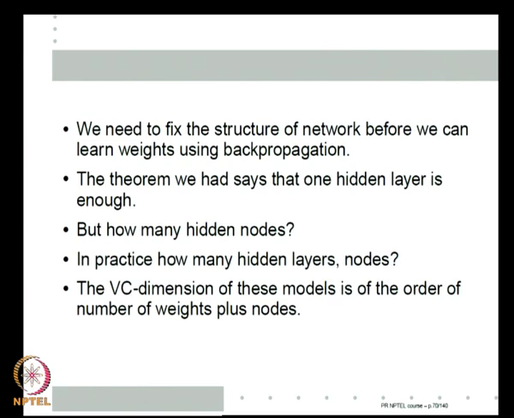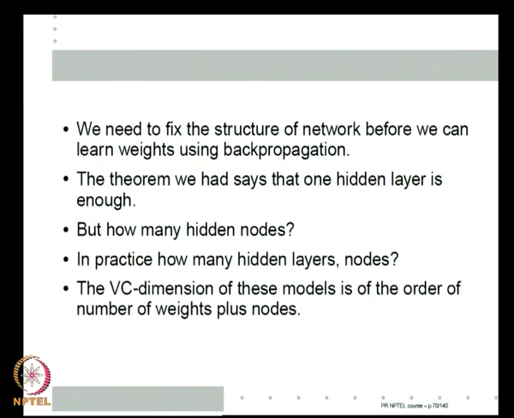It turns out that the VC dimension of these models is of the same order as the number of weights plus the number of nodes. So, we know that we need an order of magnitude more examples than the VC dimension. Depending on how many examples we have, we would like to constrain the network structure. Very often in these networks it is not possible to have examples which are 10 times the number of weights, because the weights are very many, but we still do not want to be too large. At least we want the number of examples to be of the same order as the weights.